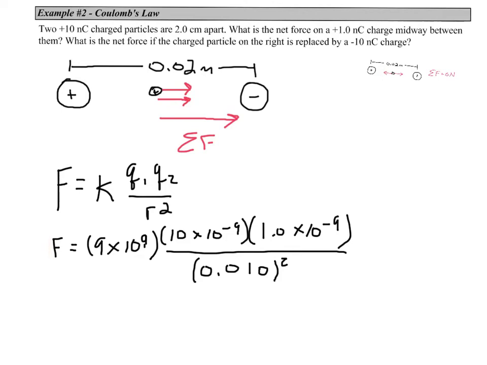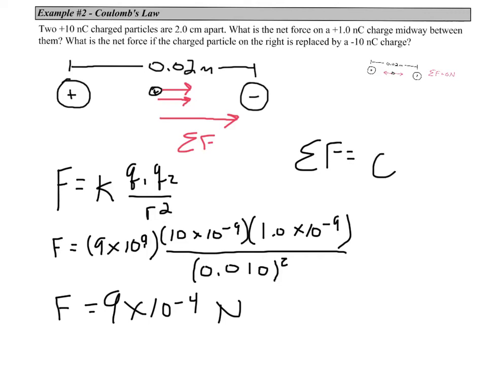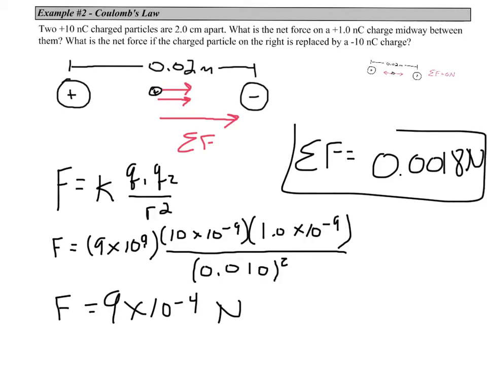Okay, so that negative would only indicate direction. So we work this out and we make sure that our distance is midway between the two larger charges, so it's 0.01 squared. So we end up with 9 times 10 to the negative 4 newtons. Well, that's the force for one charge, so we double that and we end up with 0.0018 newtons as our net force.